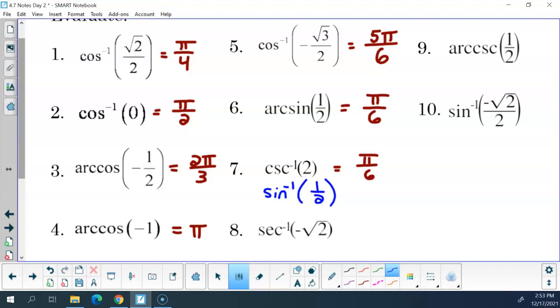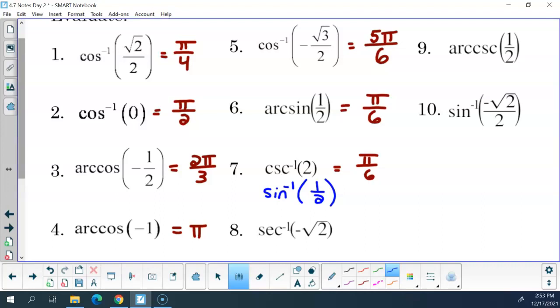Okay? So if I reciprocate 2, that gets me to 1/2. So that puts me back in sine 1/2. Yeah? Secant, inverse secant of -√2.